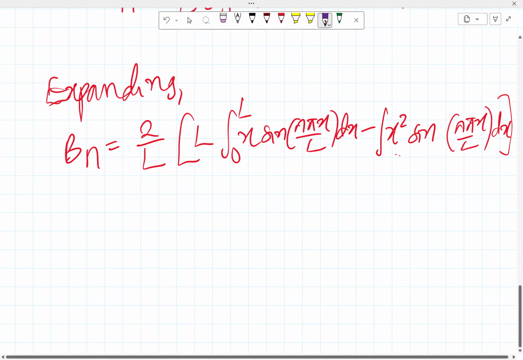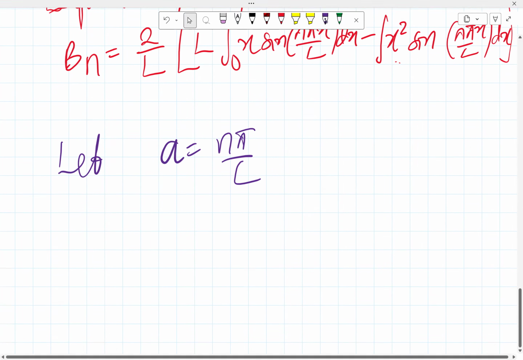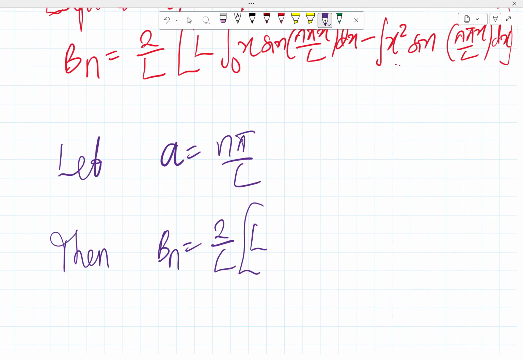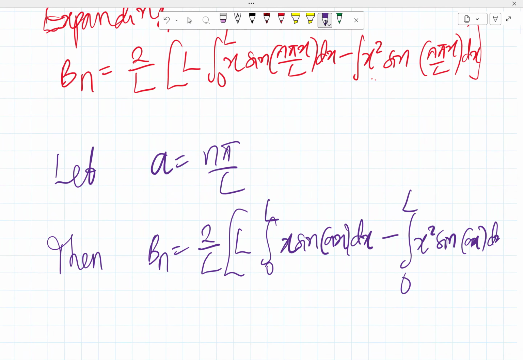Next, if we let a be n pi over L, that is a now. N pi over L is a. So if we let a be n pi over L, then we have that b sub n is equal to 2 over L times L times the integral from 0 to L of x sine ax dx, minus the integral from 0 to L of x squared sine ax dx.